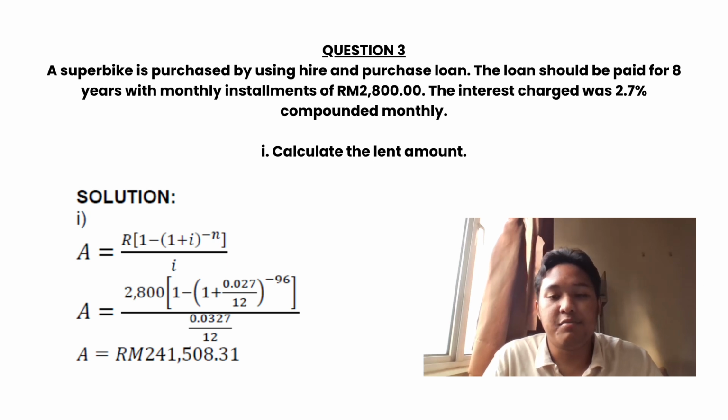For question 3, a super bike is purchased by using a loan. The loan should be paid for 8 years with monthly installments of 2,800 ringgit. The interest charged was 2.7% compounded monthly. For the first question, calculate the loan amount.